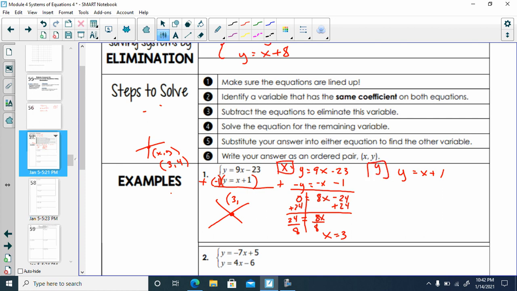Now to find y, we just plug in our x. X is 3, so y is equal to 3 plus 1. Y is equal to 4. Our coordinates are 3, 4. You can do that either way.